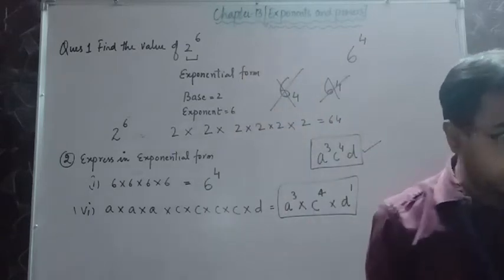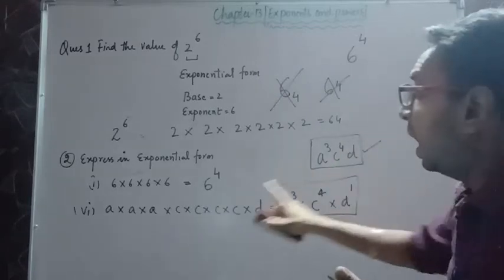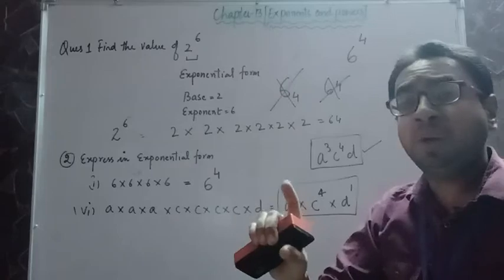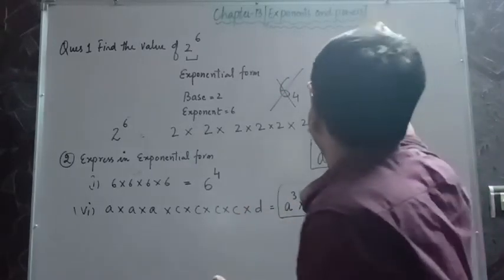Next, question number 3. Express each of the following numbers in exponential notation. Earlier, the expanded form was given. Now the value is given to us and we have to convert that value into exponential form. Question number 3.